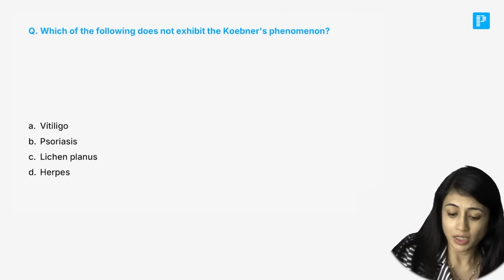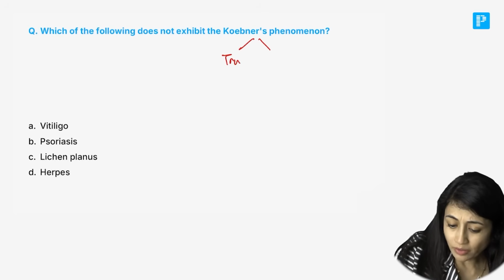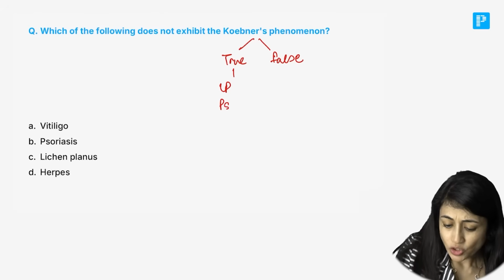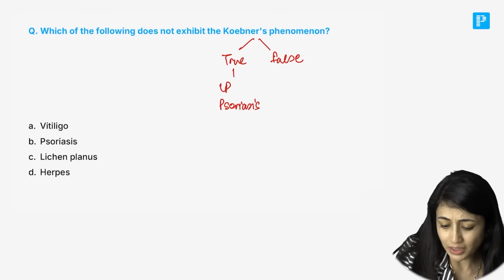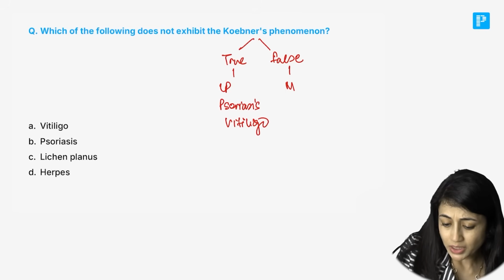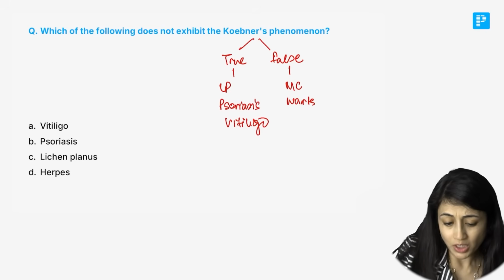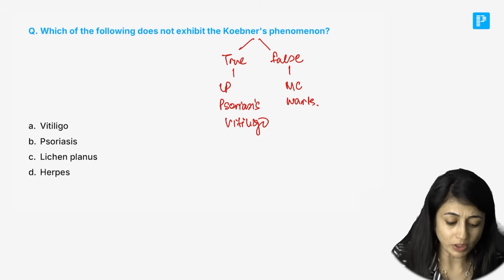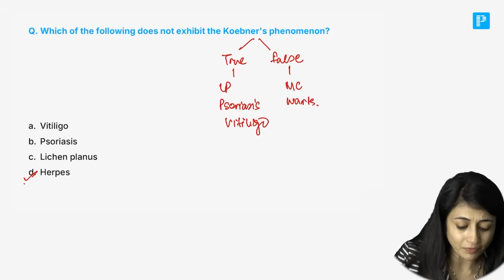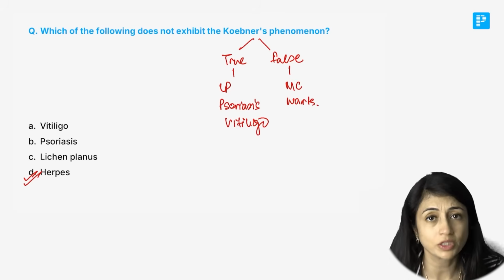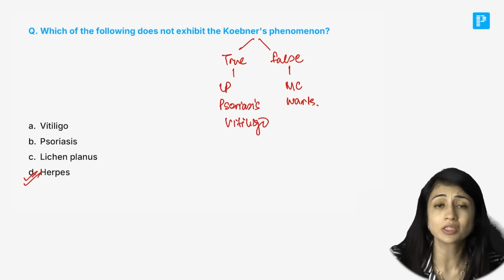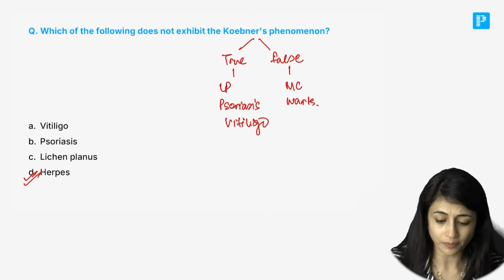Koebner's phenomenon is of two types, true and false. True Koebner's is seen with lichen planus, psoriasis and vitiligo. And false Koebner's is seen with molluscum contagiosum and warts. So which does not exhibit Koebner's phenomenon? Vitiligo, psoriasis and lichen planus do exhibit it. Herpes, we do not know of herpes presenting with Koebner's phenomenon. So the incorrect option would be herpes. This is a very important question and a very straightforward question.